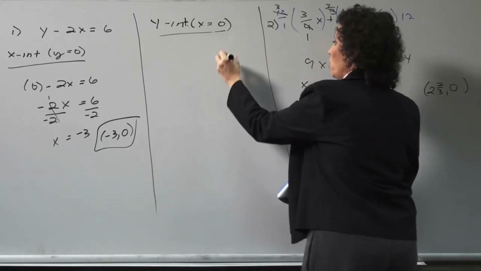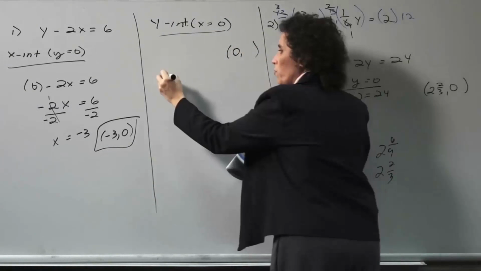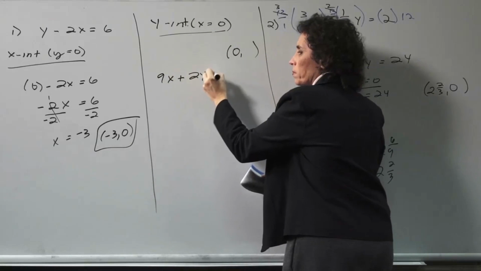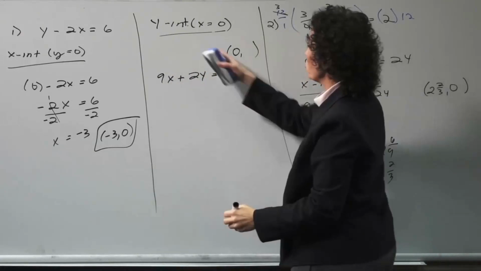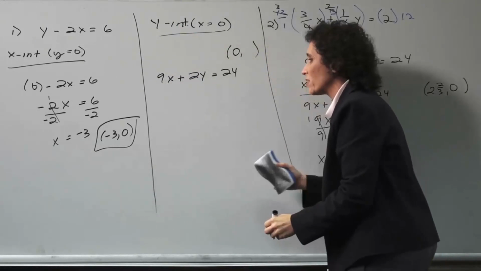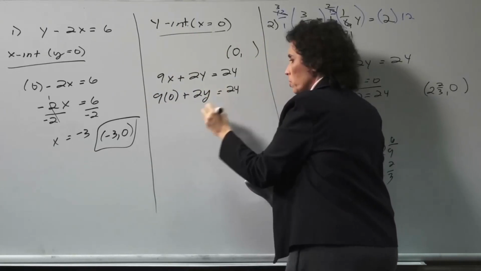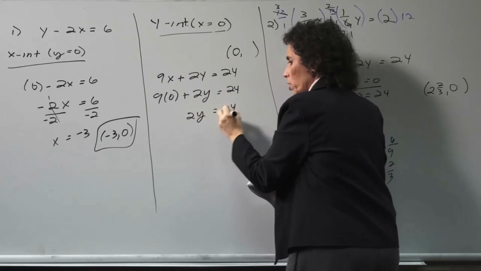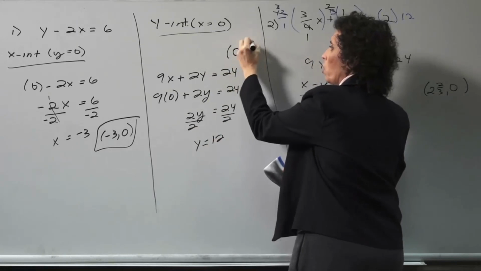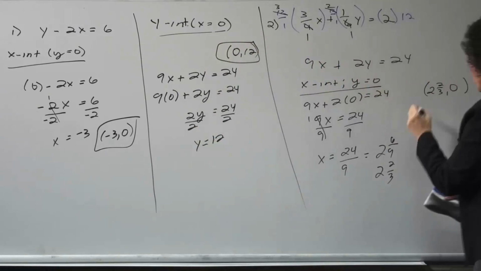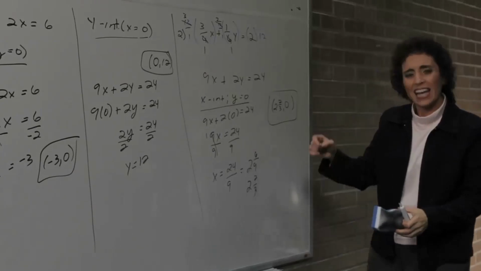And x is going to be 0. So I'm going to have the point 0, comma something. 9x plus 2y equals 24. Sorry, x is 0. I'm finding the y-intercept. x is 0. 9 times 0 plus 2y equals 24. 2y is 24. Divide by 2. So y is 12. So we have the point 0, 12. So your y-intercept is 0, 12. Your x-intercept is 2 and 2/3, comma 0. And that's how you find the x and y-intercepts.